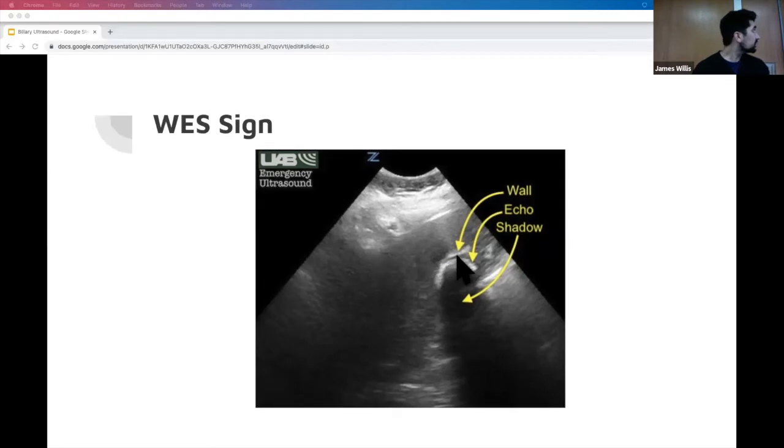So you have the wall of the gallbladder, you have the hyperechoic image of the gallstone, and then the acoustic shadowing. So you're not seeing the posterior wall of the gallbladder.